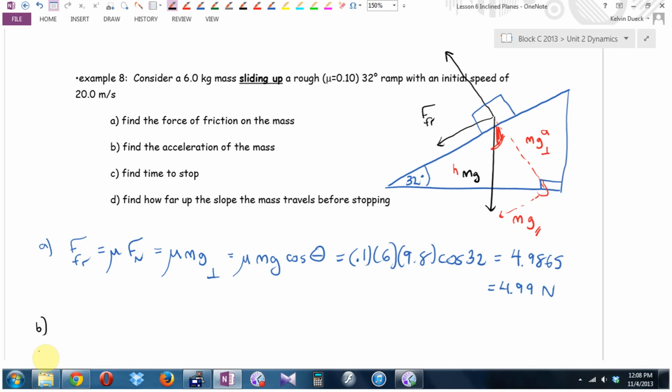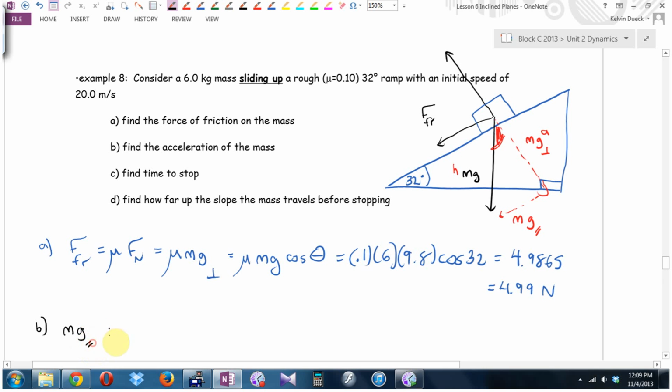Which ones? You're right. mg parallel, and it's going to be winner plus winner. The most common mistake I've seen on this question is kids want to put friction pointing in the opposite direction. They want to go mg parallel minus friction because they're so used to friction slowing it down. Yeah, but if it was going down the hill, it's going up the hill. So it's going to look like this.